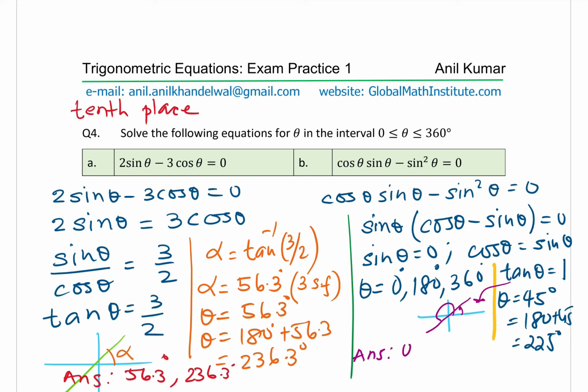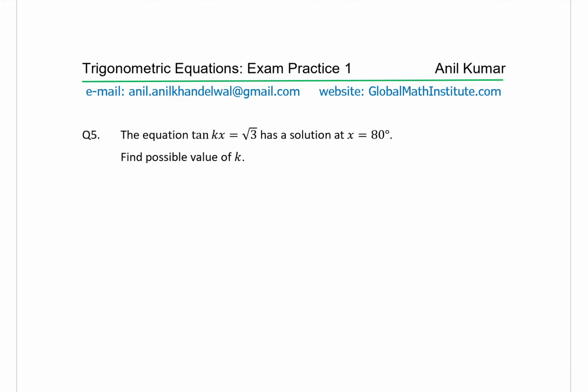So this time we get multiple answers: 180 degrees, 0 degrees, 360 degrees. And here we have 45 degrees and 225 degrees. Perfect. So that is how we are going to solve it. Let's see the next question here, which is slightly different. So we have taken a variation of questions so that you get good review for examination.